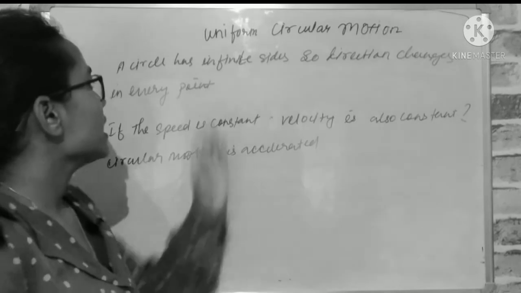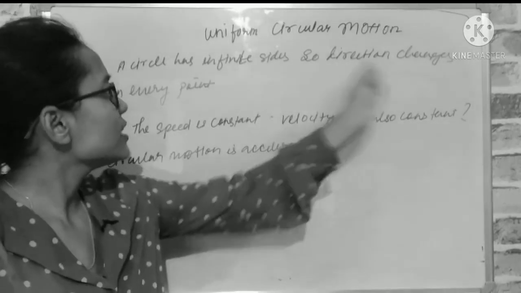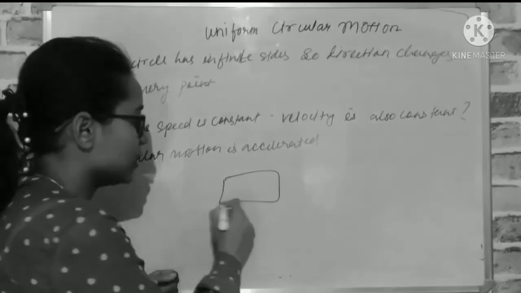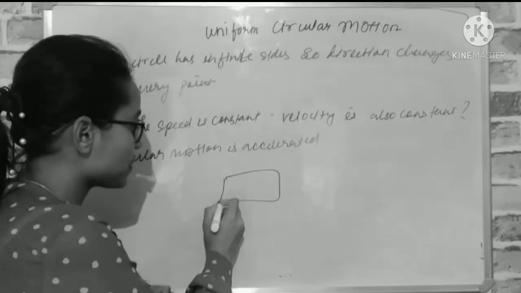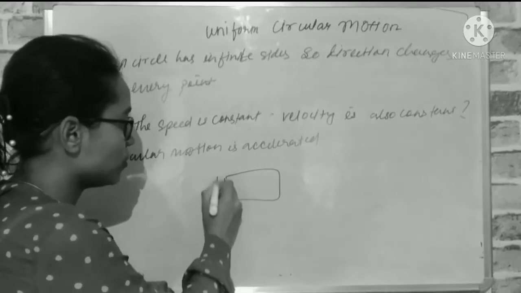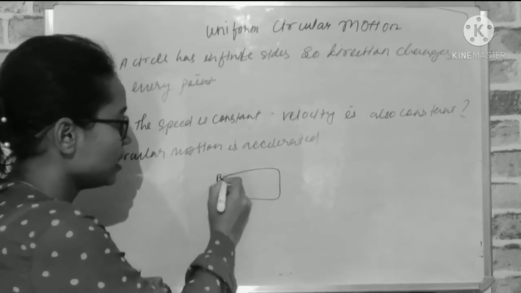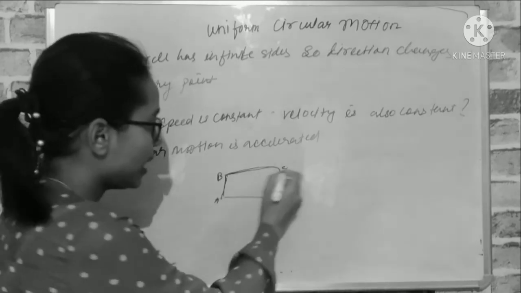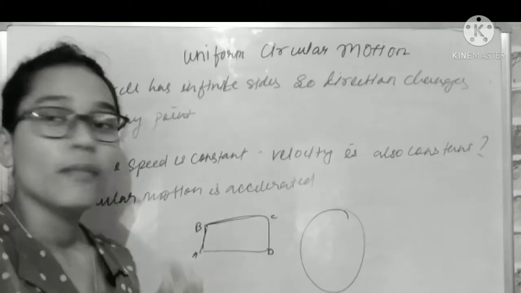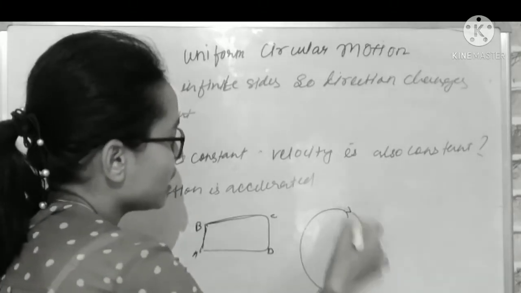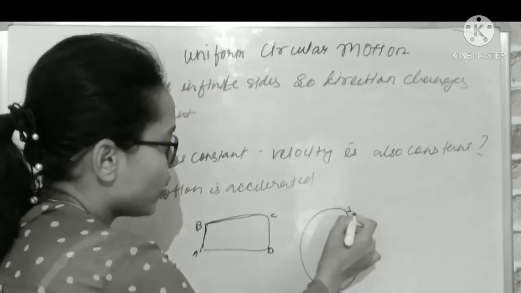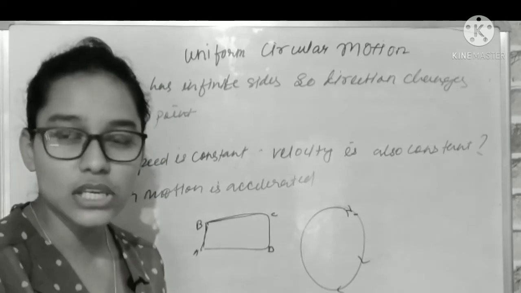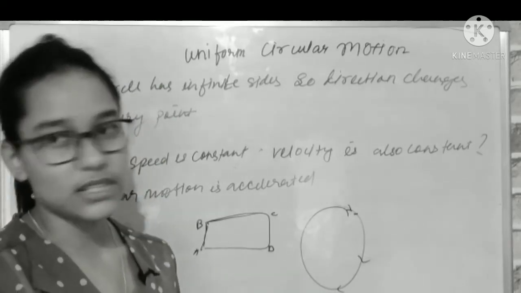Okay, now you see a circle has infinite sides, so direction changes at every point. Now suppose a rectangle. Suppose a person is moving from point A to B, one side. When he is moving from point B to C, he is changing to the second side, and C to D is the third side. But in a circle, you see what happened? There are infinite sides from every point. If the person is moving from this point to this point, the direction is changing. Means what? Velocity is changing, is not it?